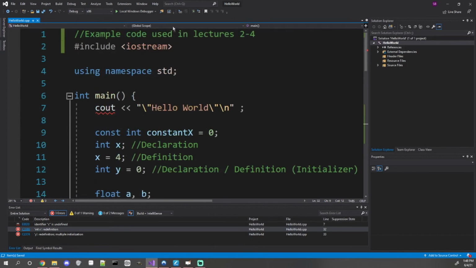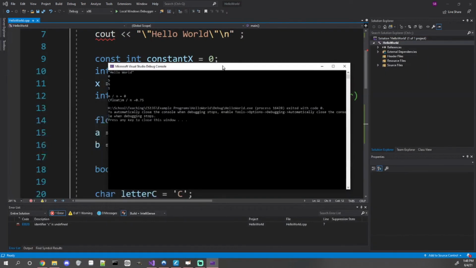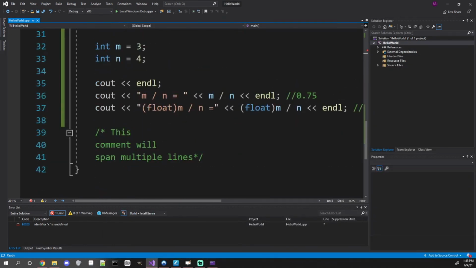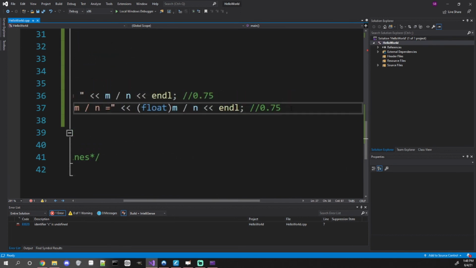Now, I don't know where this is coming from, but if we run it, we should be okay. All right. And you'll see that it's exactly what we said. m divided by n is 0, and m divided by n cast to a float first is 0.75. So if there's ever a case where you want the number to be a float instead of an integer, even though you're using integers with your operation, you can cast to a float and it will cast it there as well. Now it's important that you do the cast before the division and not afterwards.